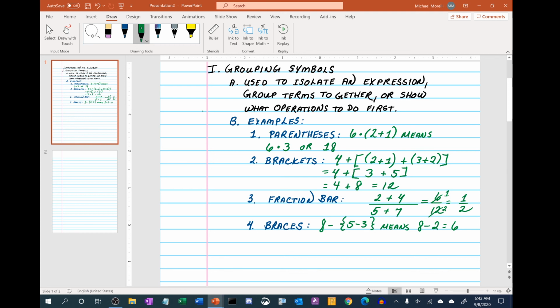Okay, next up, we're going to learn how to convert written words into mathematical symbols. So please join me in that video to continue this introduction to algebra.